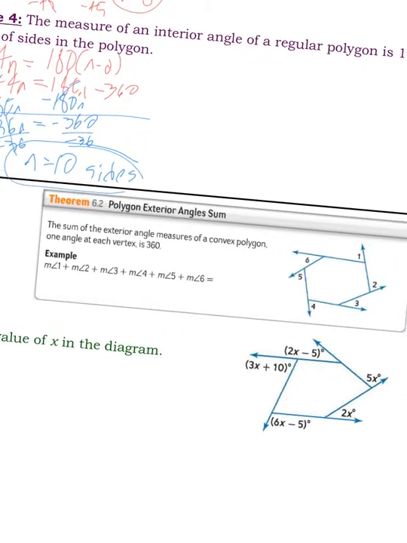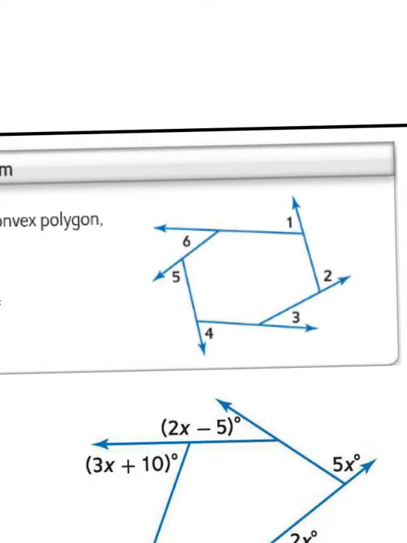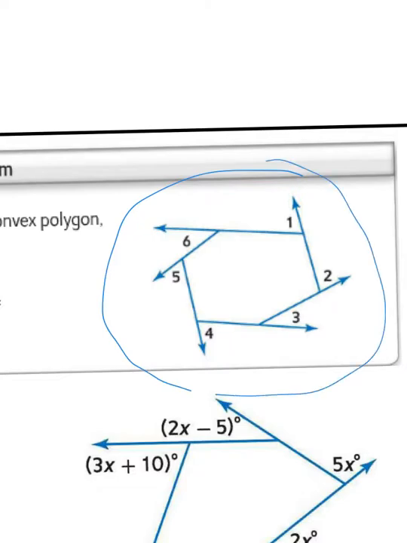And then here's the polygon exterior angle sum. The sum of the exterior angle measures of a convex polygon, one angle at each vertex, is 360 degrees. I like to remember this by saying, if you went full circle, you went 360 degrees. So if I drew a circle around this, then I know it's supposed to equal 360 degrees. It may or may not help you, but it just helps me remember that.